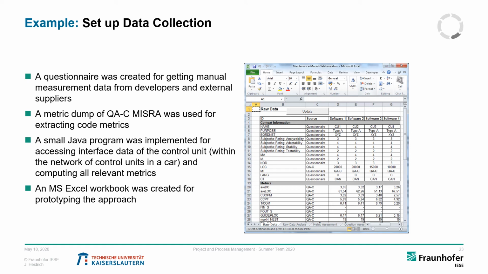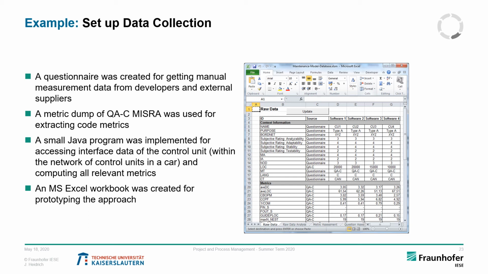In the next phase of the QIP, we are walking now to the set process phase. So we think about how the measurement process will be conducted. In our case, a questionnaire was created for getting manual measurement data from developers and external suppliers. So not everything was completely automated. And we had a static code analysis tool that we used, the QAC tool. That's a tool measuring C code.